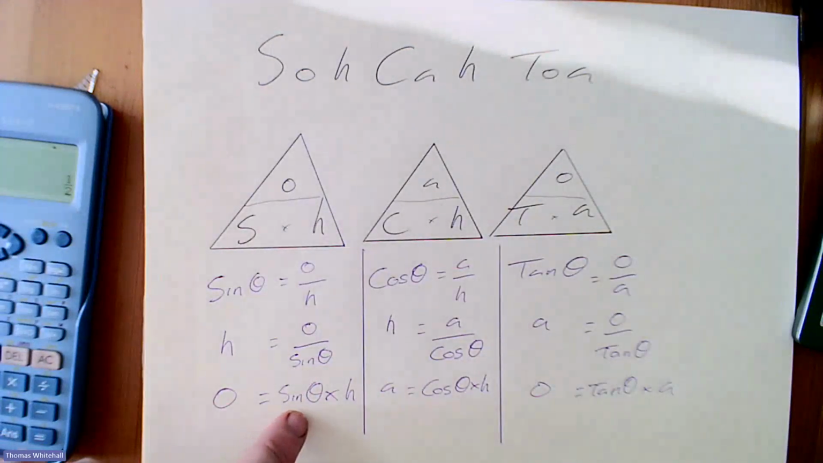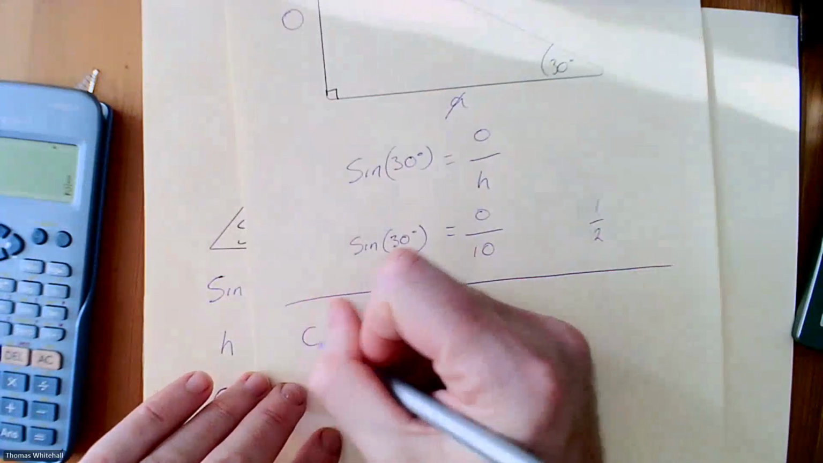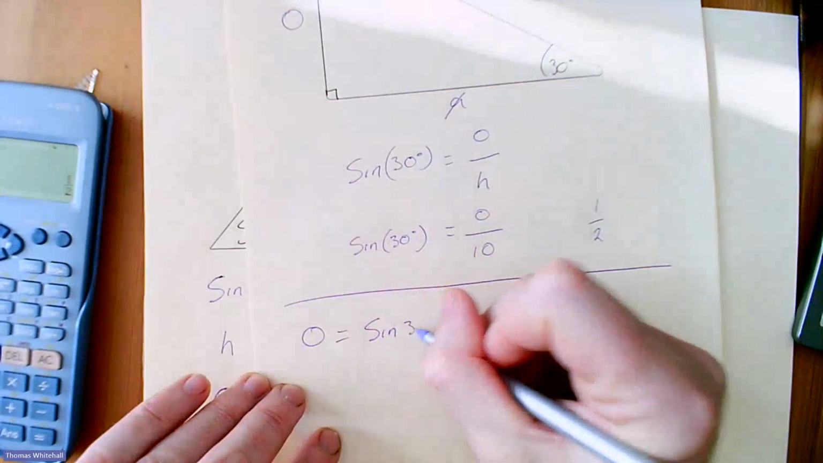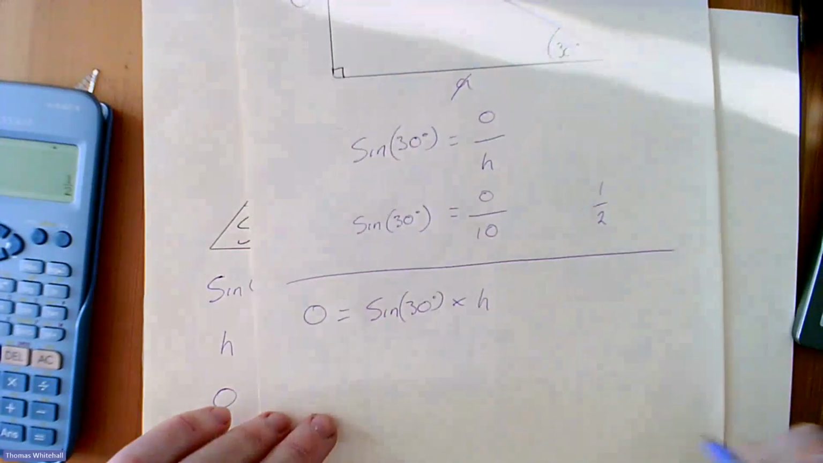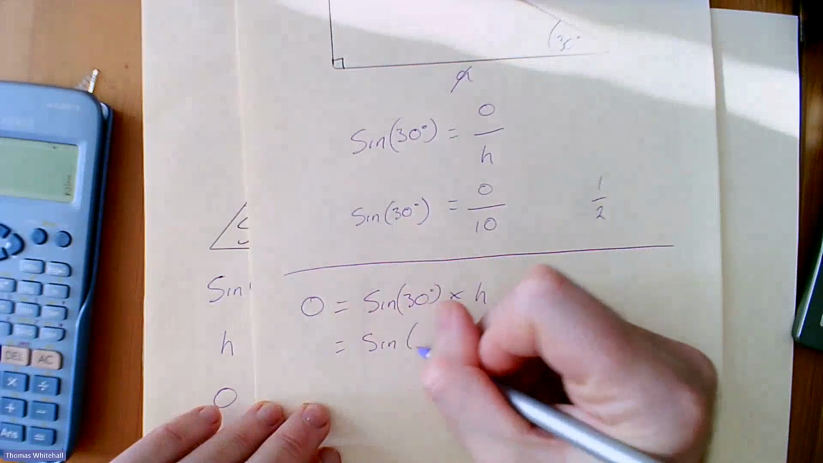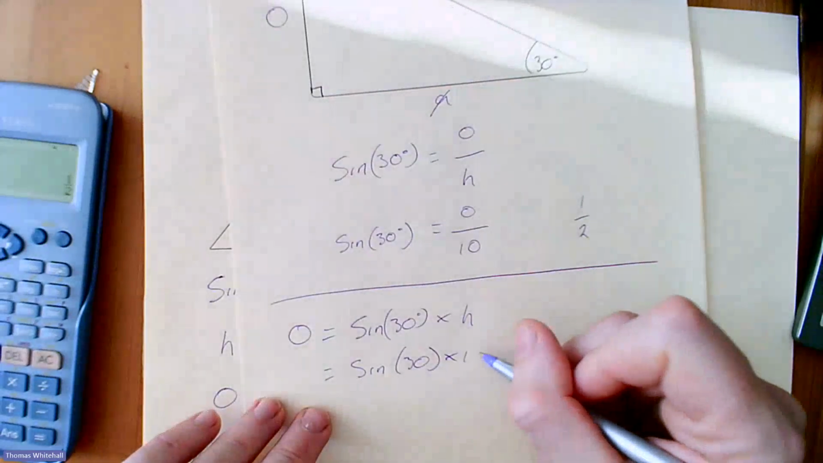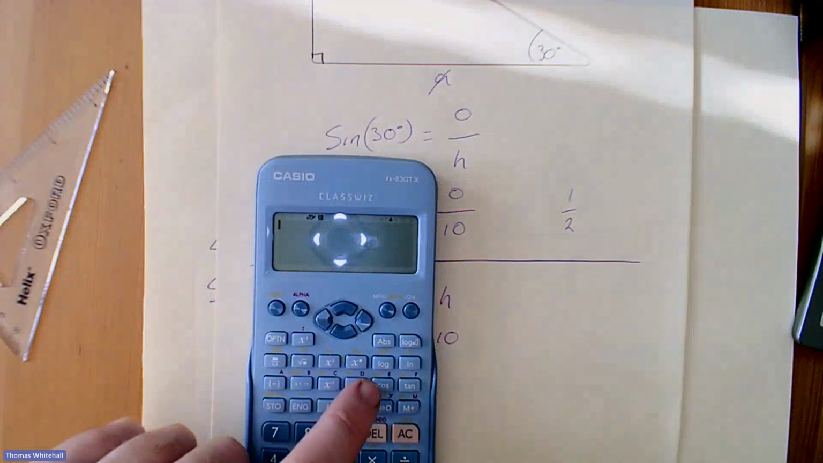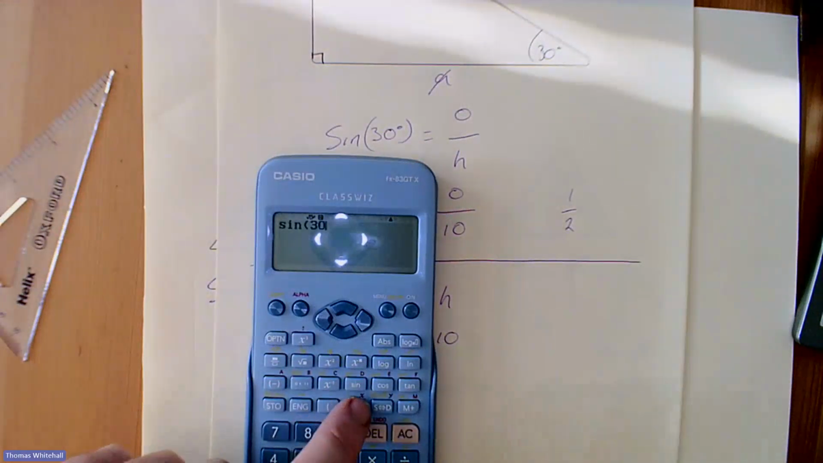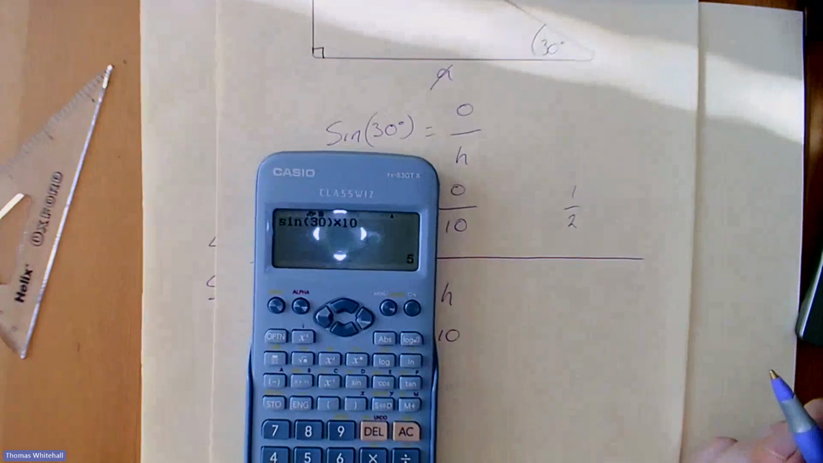And we know the opposite is equal to the sine of our angle times by the hypotenuse. So we need O. O is equal to sin 30 times by the hypotenuse. So that is sin 30 times by, and our hypotenuse is 10. Let's type that in as it appears. So we've got sin 30, close brackets, and then times by 10, and we get 5, which is what we'd worked out before, and we know that's going to be good.